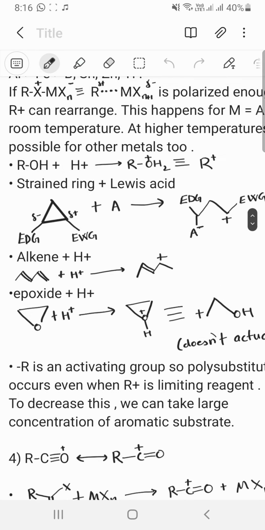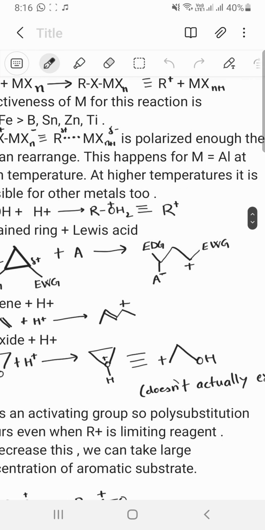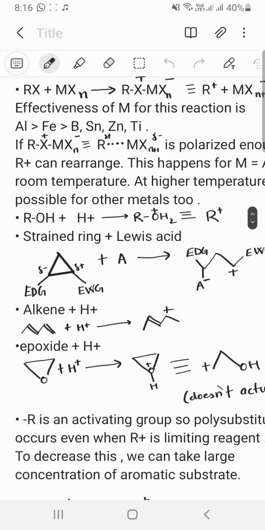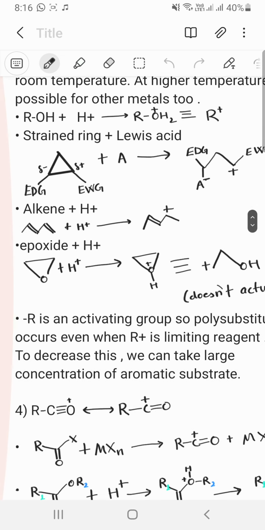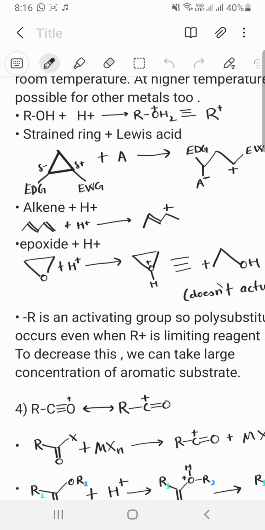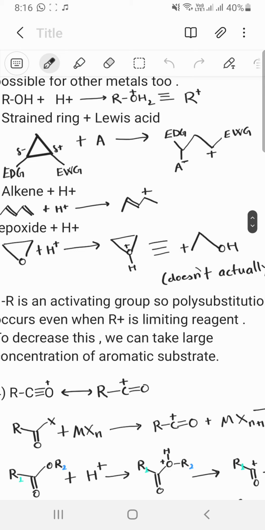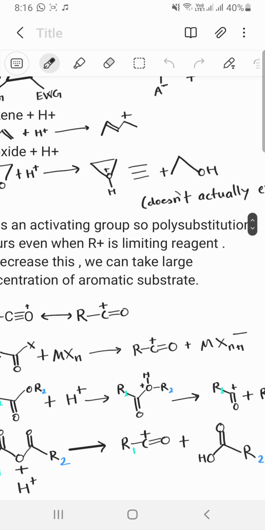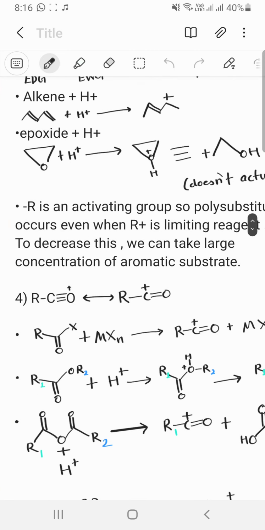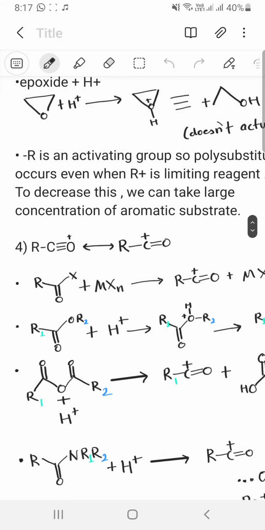Instead of using a Lewis acid catalyst like that, you could also use these things. ROH plus H+ gives us R+ basically. Strained ring plus Lewis acid. Alkene plus H+. Epoxide plus H+. R is an activating group, so polysubstitution occurs even when R+ is a limiting reagent. To decrease this, we can take a large concentration of aromatic substrate.